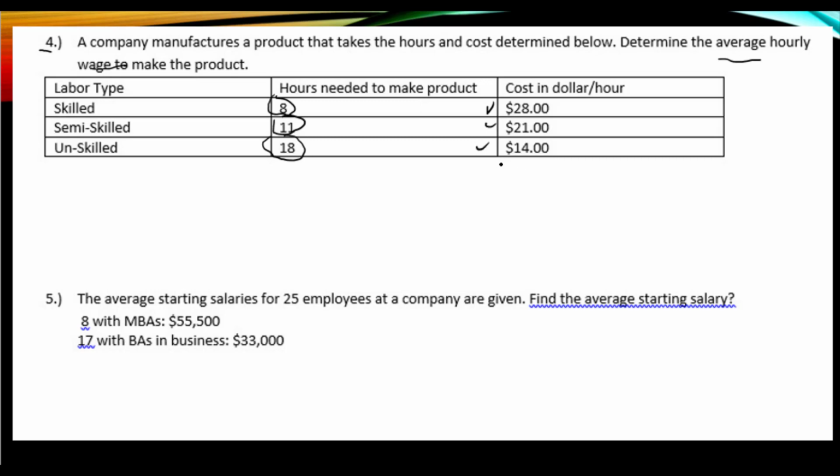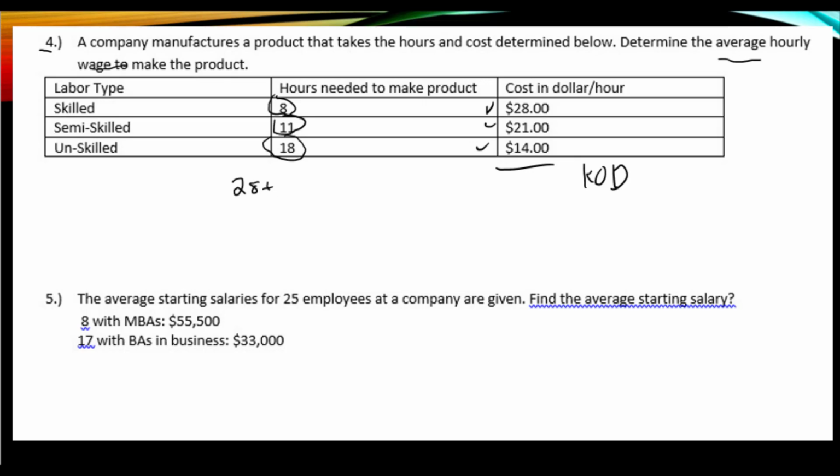Now you cannot do this. This is the kiss of death: add these up and divide by 3. Because really, if you wanted to do it the long way, you could take 28 8 times, right? Because it takes 8 hours. You could take 21 11 times and 14 18 times, which is essentially what we're going to do.